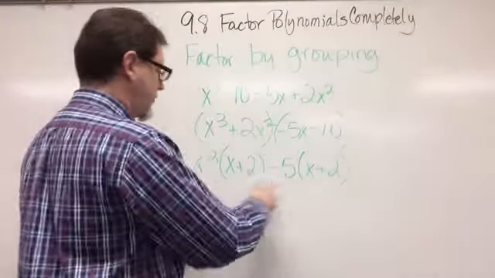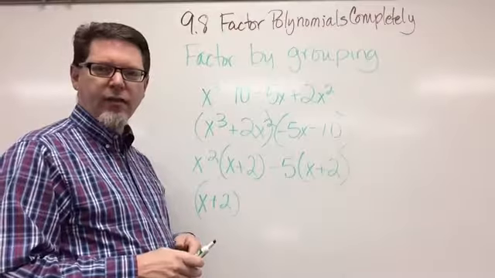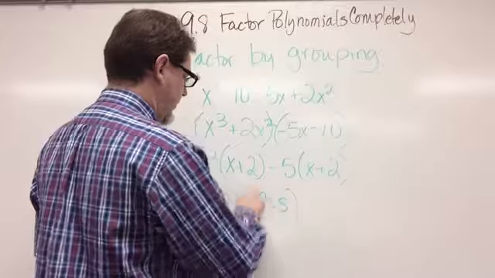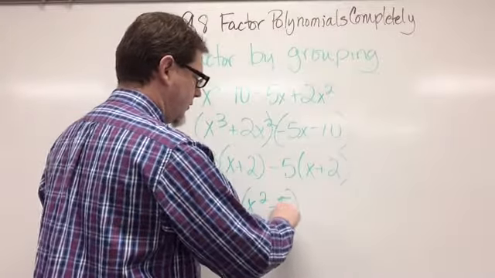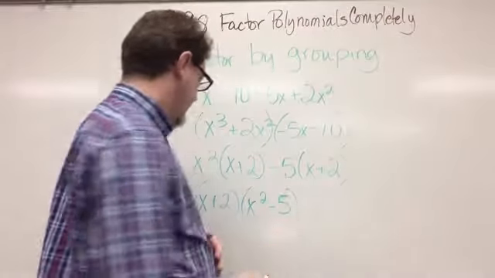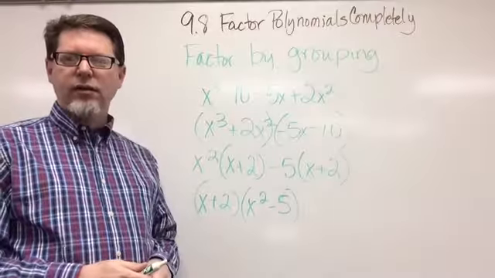And now I factor out my greatest common binomial, which is x plus 2. And then I divide everything by that, and I get x squared minus 5. That's supposed to be a 5. And that doesn't look like a 5 either. So here's our 5. And there's my answer, x plus 2 times the quantity of x squared minus 5.